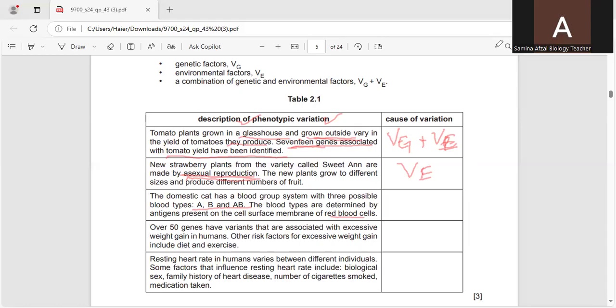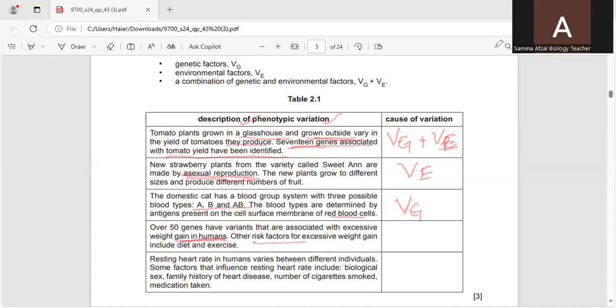So these are the discontinuous variations. In this way, I would like to say only the genetic variations are involved in it, which are discontinuous variations. Over 50 genes have variants that are associated with excessive weight gain in humans.